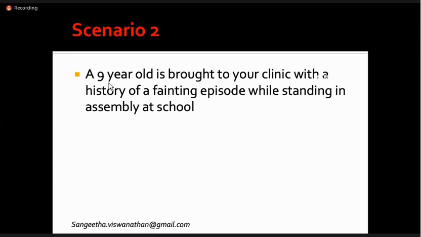However, you can't just assume it's vasovagal. You have to go through the exercise of taking a detailed history, doing a good clinical examination in order to conclude that this is vasovagal syncope. So what is the most important investigation for a patient who presents with syncope? What is the most important diagnostic tool for a patient presenting with syncope?